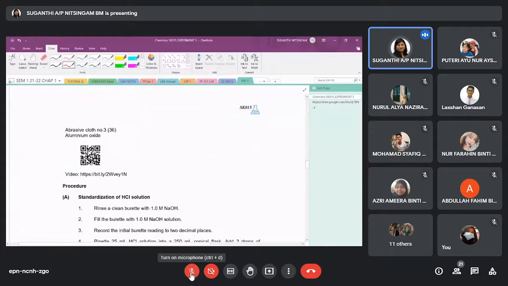Abrasive cloth ni adalah macam, we can also use the sandpaper. Ya, masa you guna untuk bersihkan kan sandpaper. So our metal here is aluminium lah.